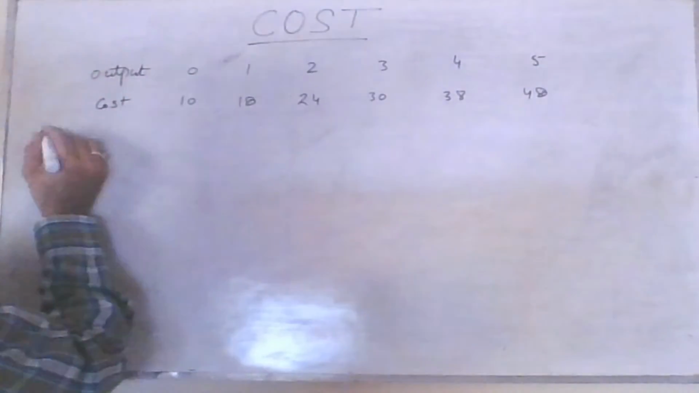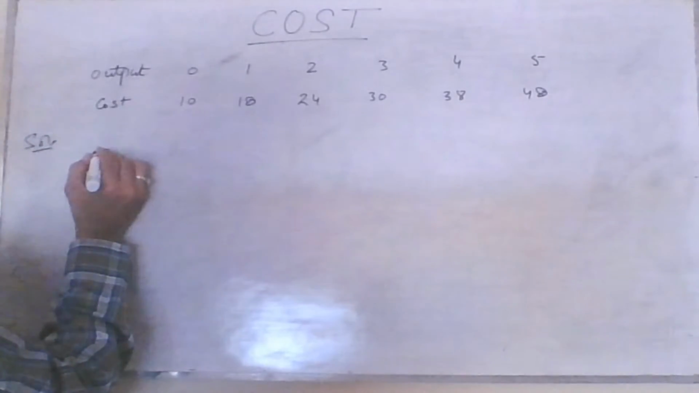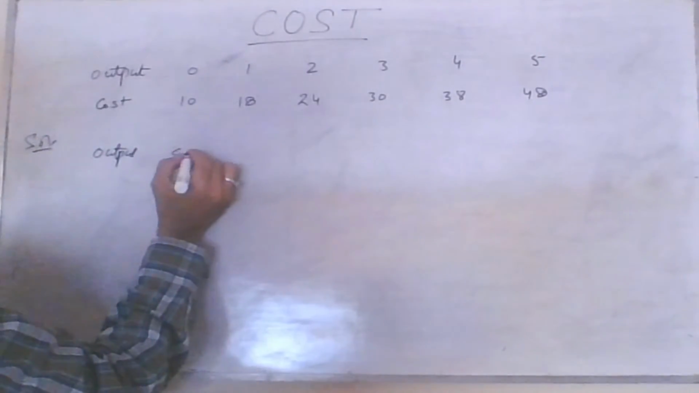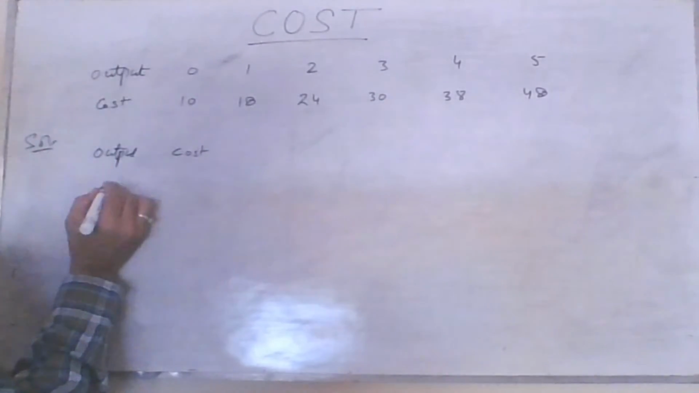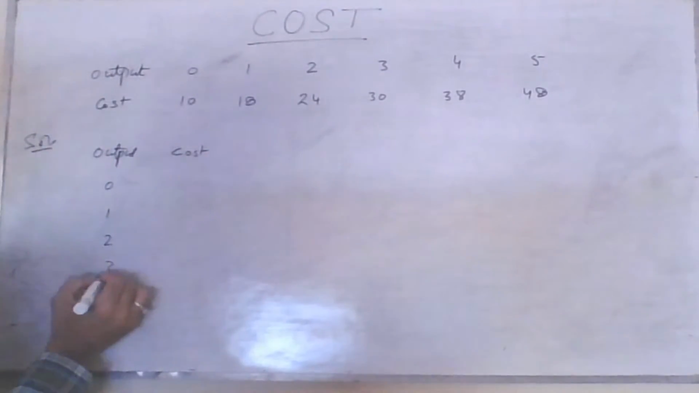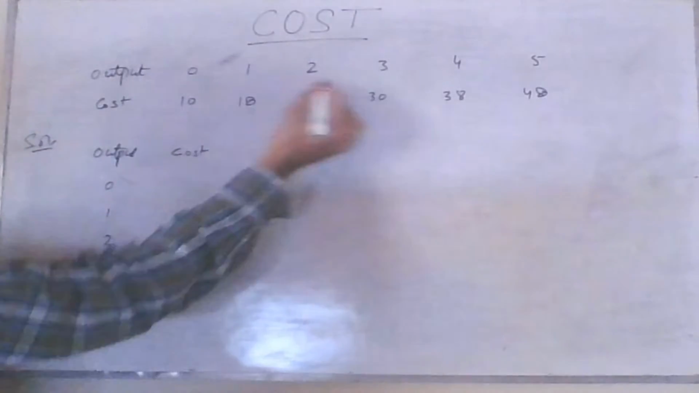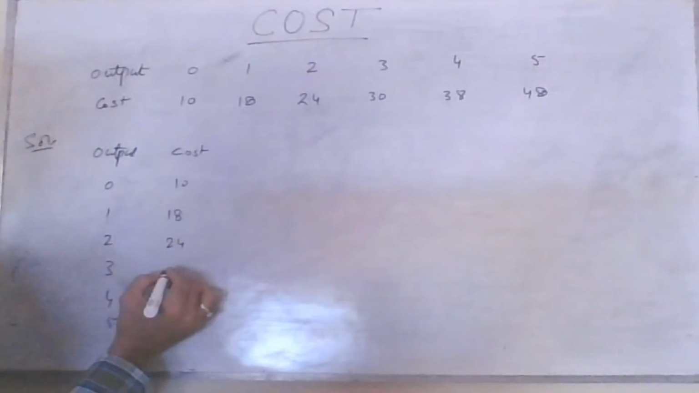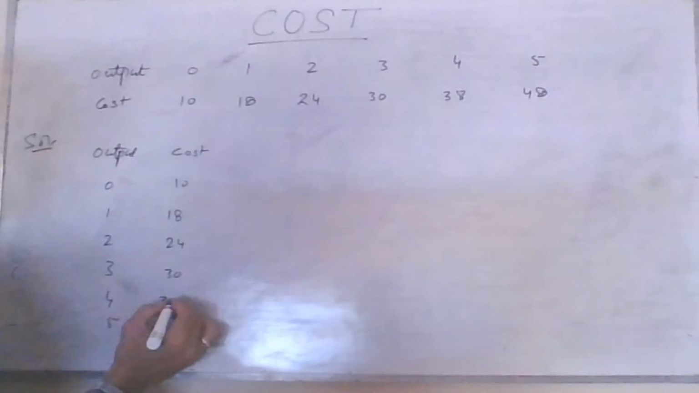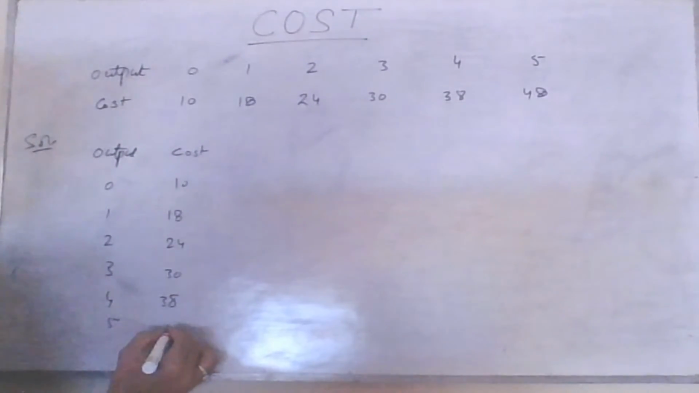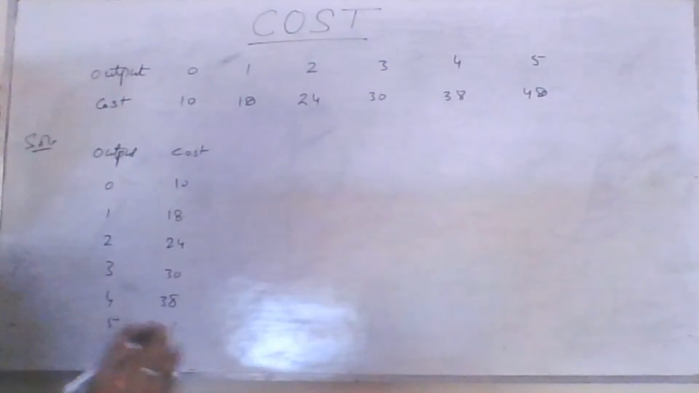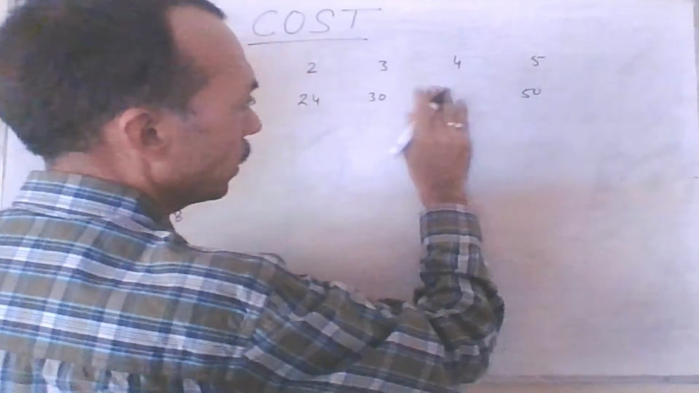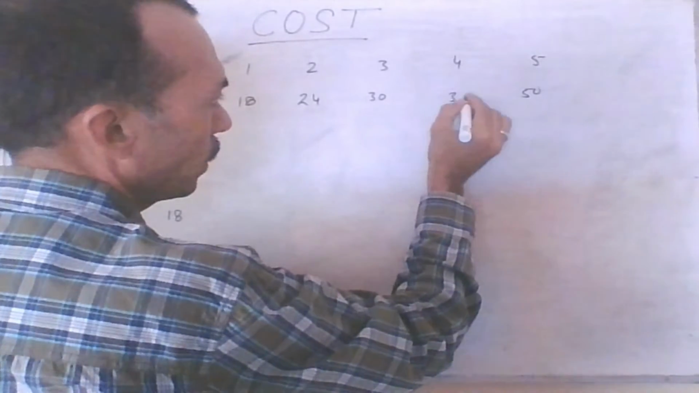So now the solution. This is your output, this is your cost. Output is 0, 1, 2, 3, 4 and 5 and the cost given is 10, 18, 24, 30, 38 and 40. Okay, this is 50. This is 50 and this is it. Okay, this will remain 38.